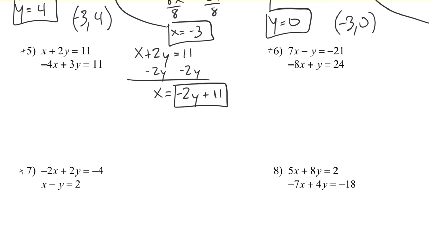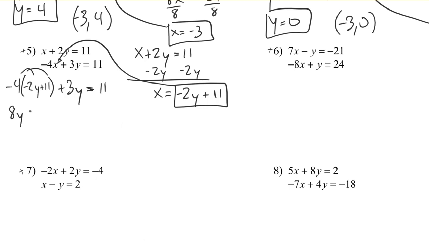So now I'm going to substitute that in for x in my other equation. So I'm going to say negative 4 times x plus 3y equals 11. And we're substituting in negative 2y plus 11. We need to distribute our negative 4, so this makes 8y minus 44 plus 3y equals 11.